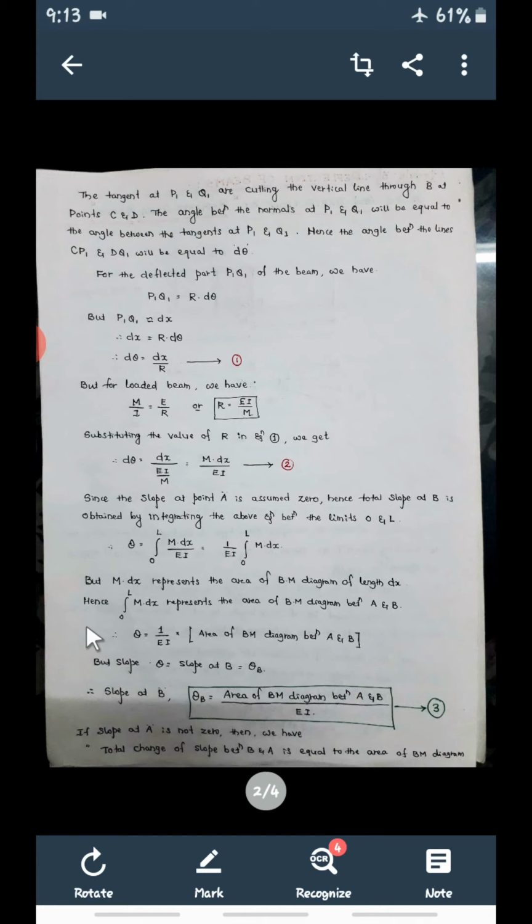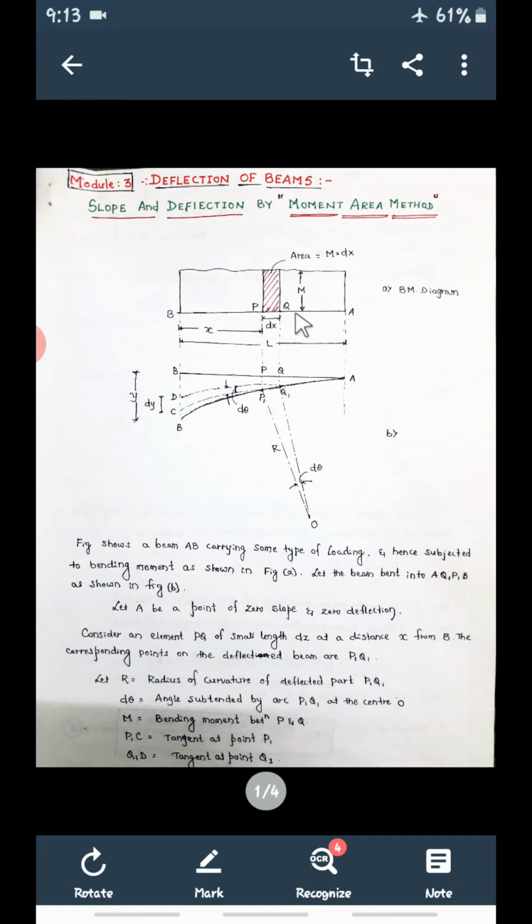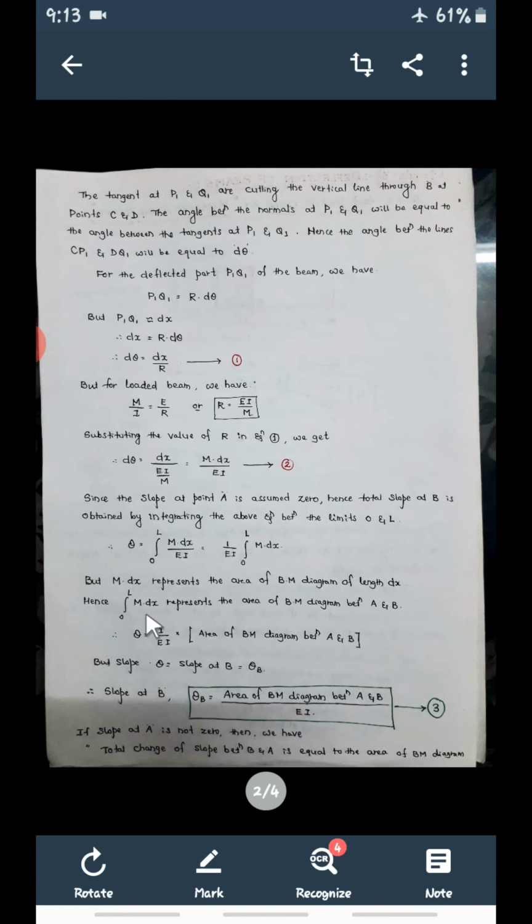If I consider the total, then what is the total length? It is 0 to L. Suppose this portion is here, it is 0. If this portion is here, then it will be L. So the limit will be 0 to L. Hence 0 to L, M into dx, we're going to integrate. 0 to L, M into dx represents the area of bending moment diagram between A and B.